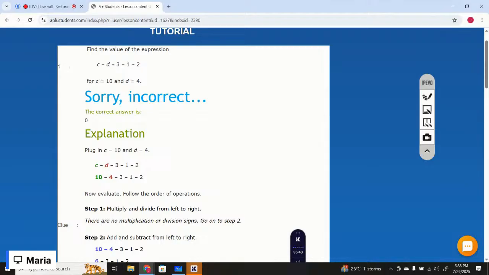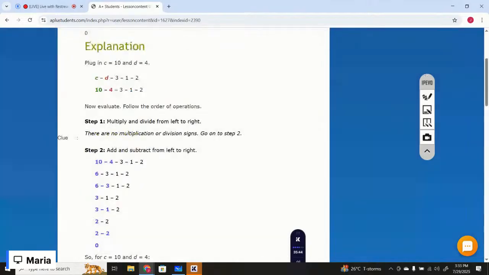So we just have to subtract, starting with the first two numbers and keep going to the next one. We have to do 10 minus 4, that is 6. Then 6 minus 3, that is 3. Then 3 minus 1, that is 2. And 2 minus 2 is 0.